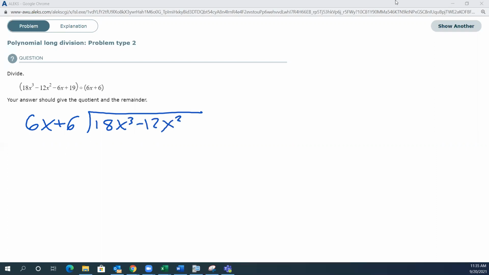minus 12x squared minus 6x plus 19. So we say, all right, what do I have to multiply the first term here by to get this first term? I've got to multiply the 6 by 3 and the x by x squared. So if I multiply those together, I get 18x cubed. But I've got to multiply not just that term, but the whole divisor.